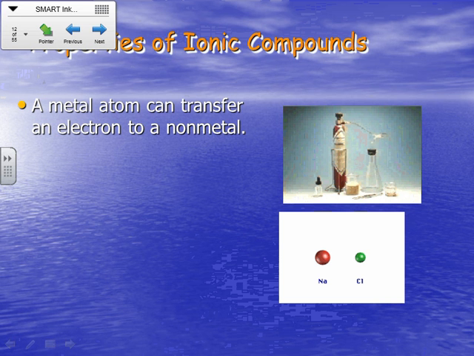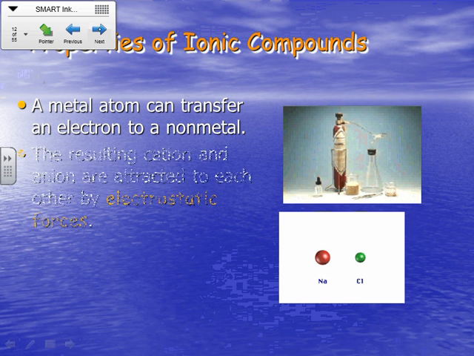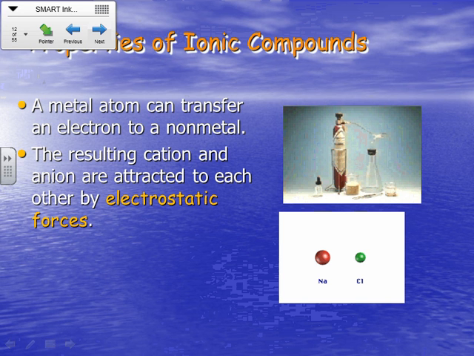So a metal atom can transfer an electron to a non-metal. The resulting cation and anion are attracted to each other by electrostatic forces. Okay, so what happens here, basically, is that a metal atom will give an electron away to a non-metal atom.